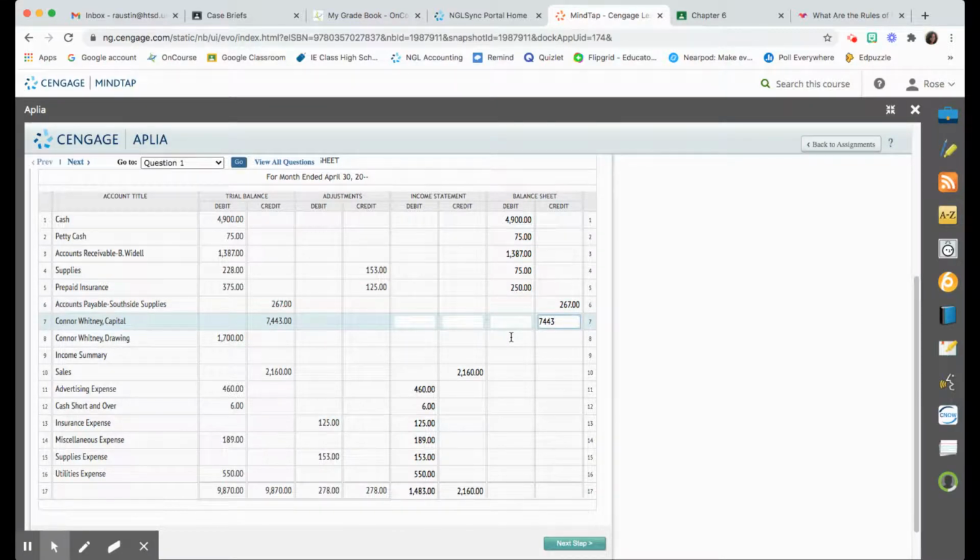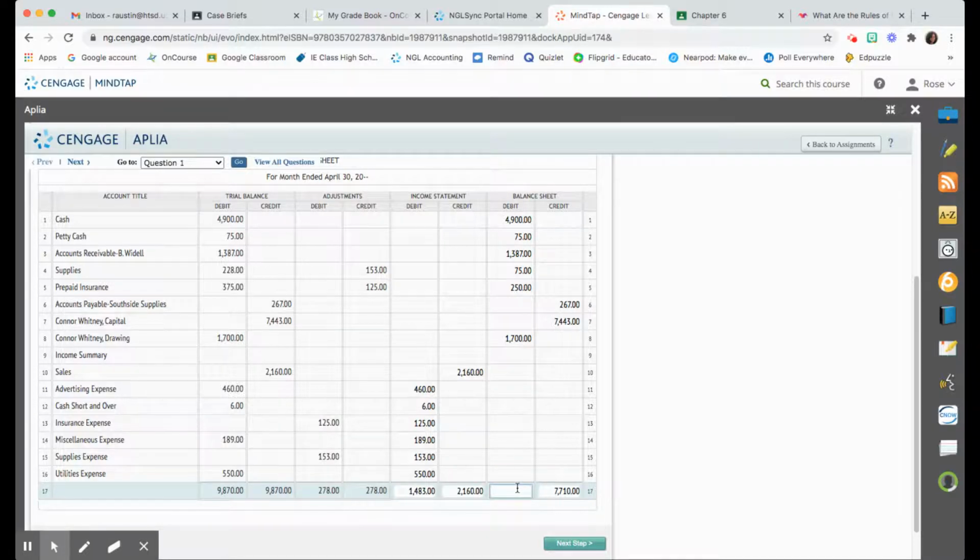And the drawing account is a $1,700 debit. Okay, so I'm going to go ahead and add up all of these. I'll do the credit side first because it's shorter. So 267 and 7443 is equal to 7710. Hopefully I didn't make any mistakes.